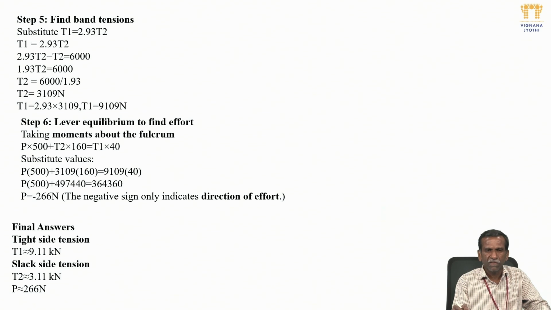That is a negative value. The negative sign indicates the direction of effort: effort is required in the opposite direction. So these are all the final T1, T2 and P values. So this is about all the difference between simple band brake and differential band brake, and the configuration is most important to understand, and accordingly we need to analyze the given problem statement and find the unknown quantities required.